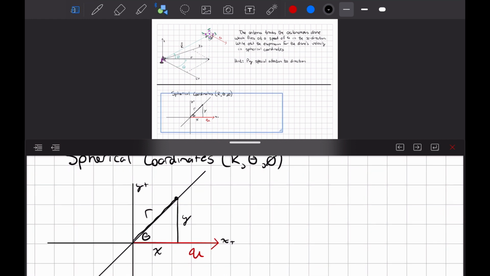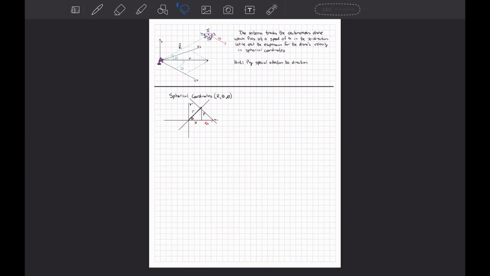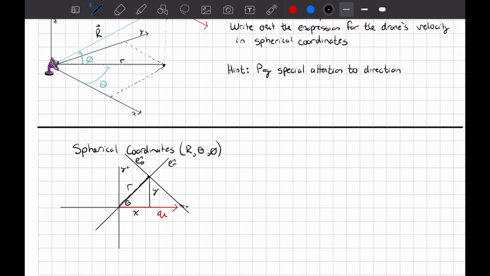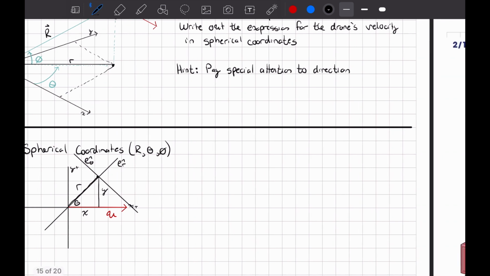We can draw our other system orthogonal. That's really bad. Okay, we'll do away without the box. We can draw our other coordinate system as e theta and er, so that's our two coordinate directions, and that way we can decompose u properly.